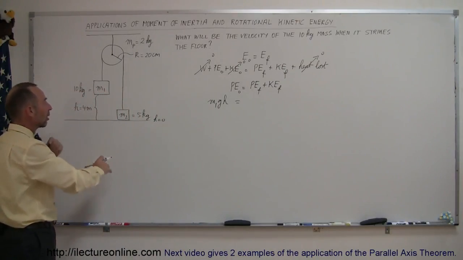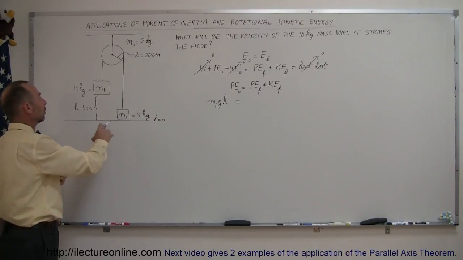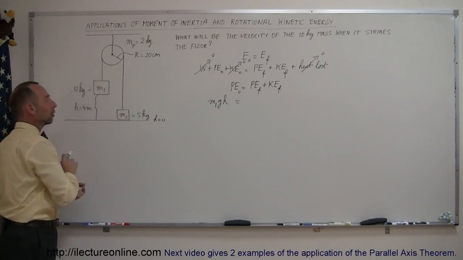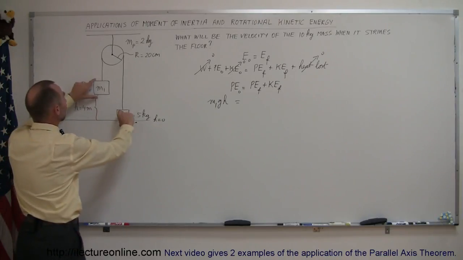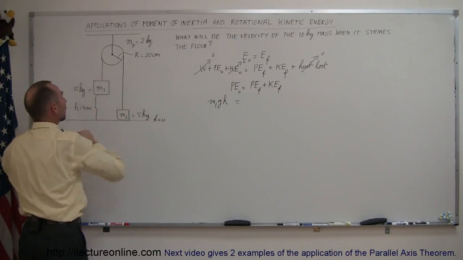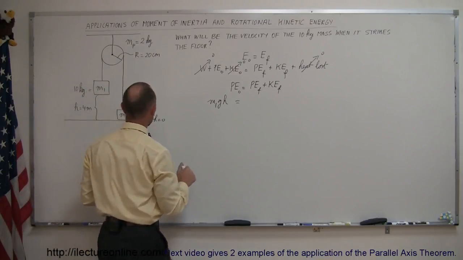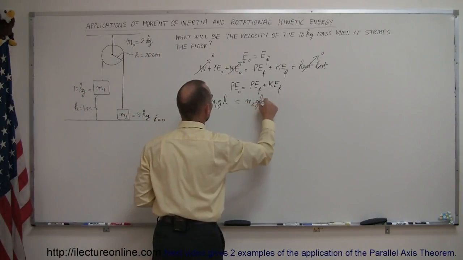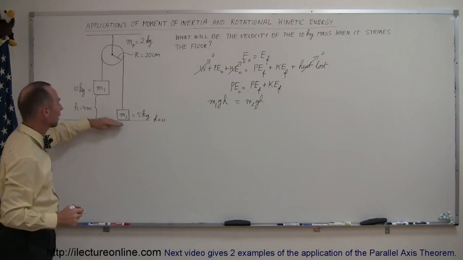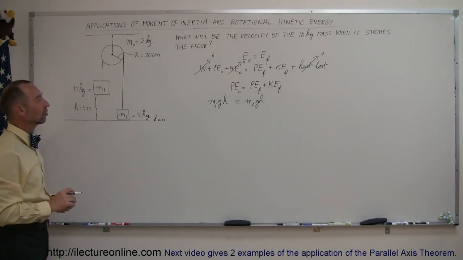That potential energy will cause the system to start moving and will cause m2 to go up as m1 goes down. The final potential energy when m1 strikes the ground is when m2 is at the height of m1 at the beginning of the problem. So we can say that the potential energy final will be m2gh, because m1 will now be on the ground, and m2 will be 4 meters higher than it started.